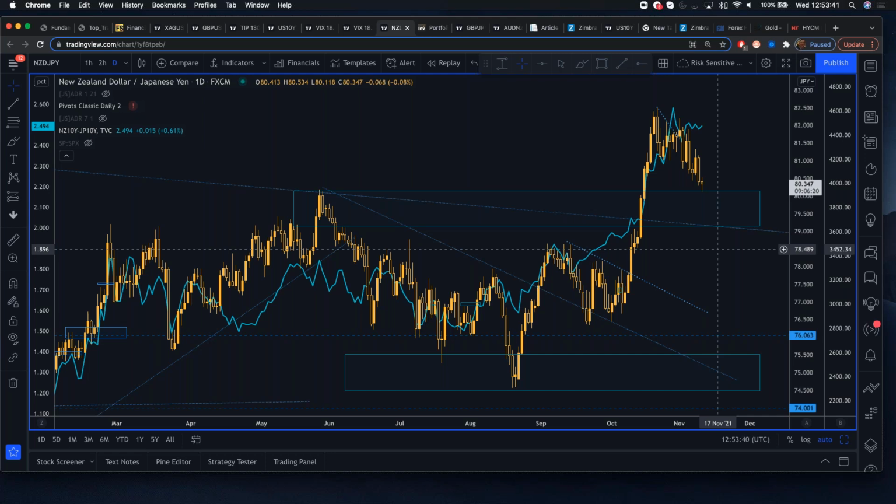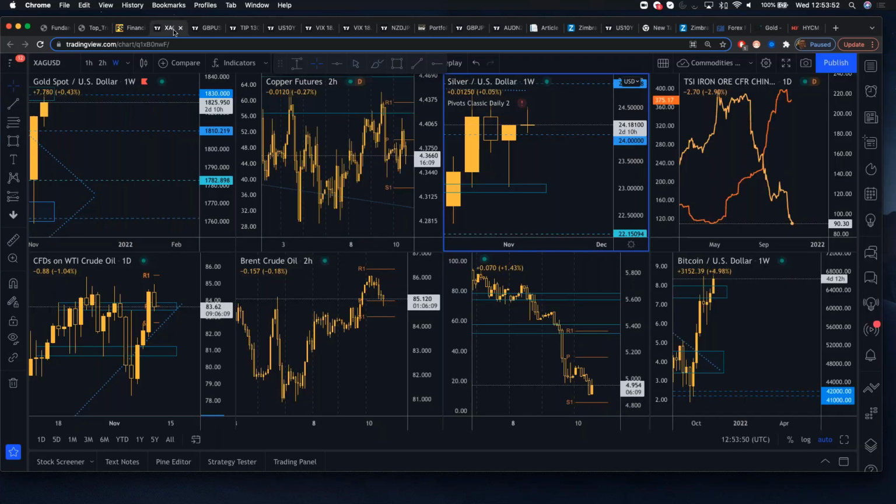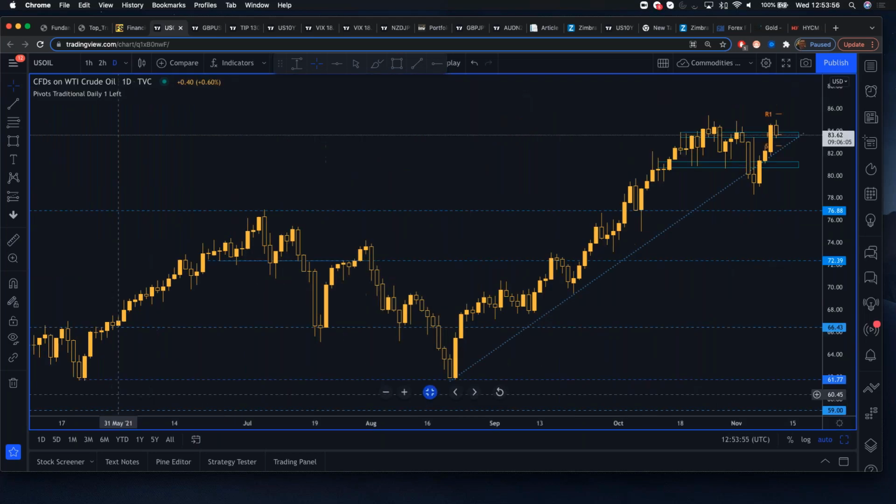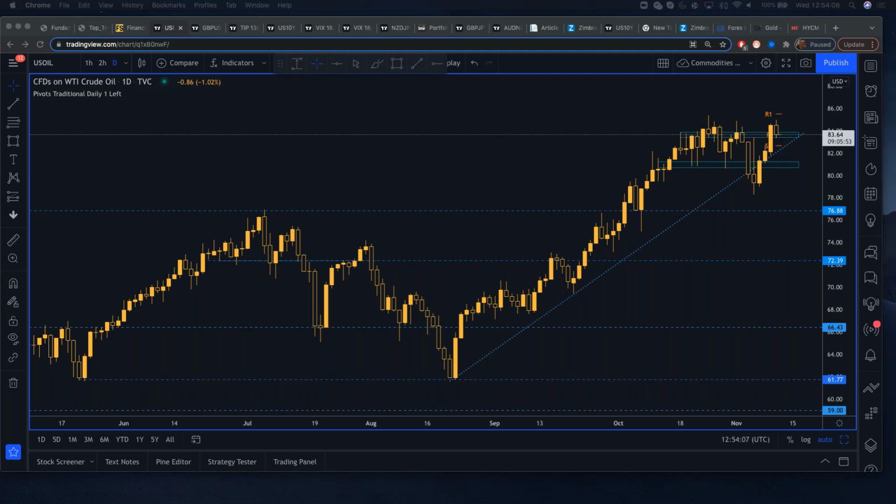You see? Okay, good. So we've looked at gold, the CPI. We've looked at the New Zealand dollar and the Japanese yen. There's one more for me to show you. Now this is crude. With crude prices, there is something very interesting here.